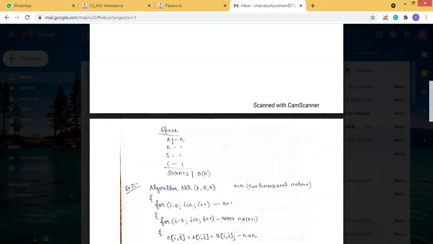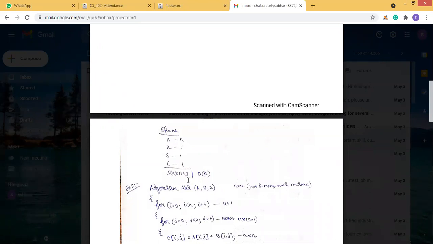But A is an array and the array size is n, so n number of memory spaces is required. That's why this is represented as n. And in the case of the other variables, the value is 1. So if we perform the addition, S(n) equals n plus 3.